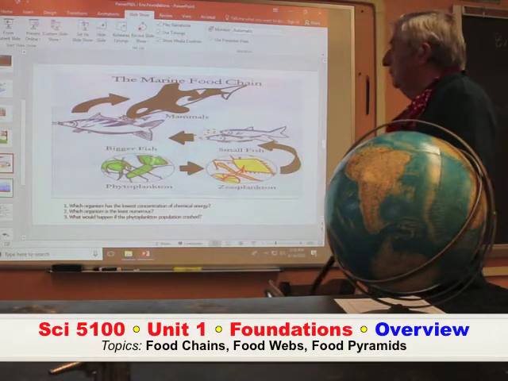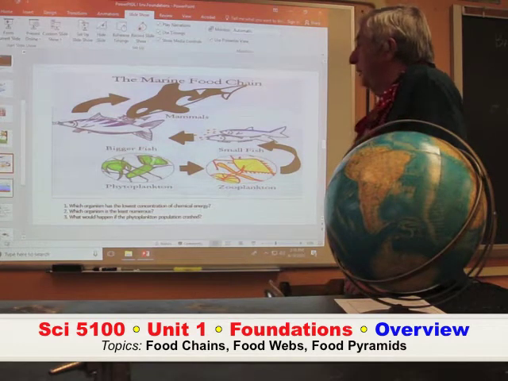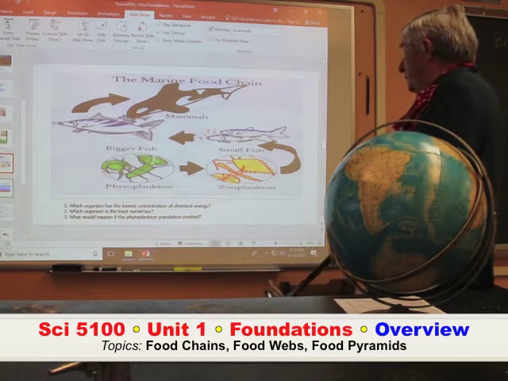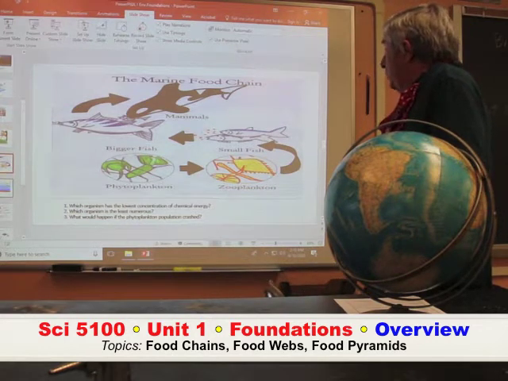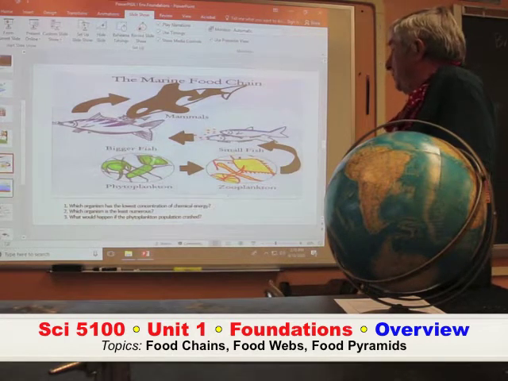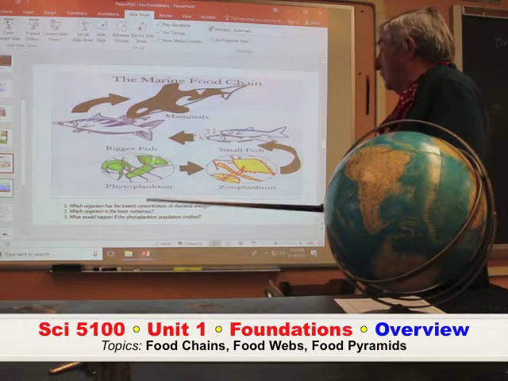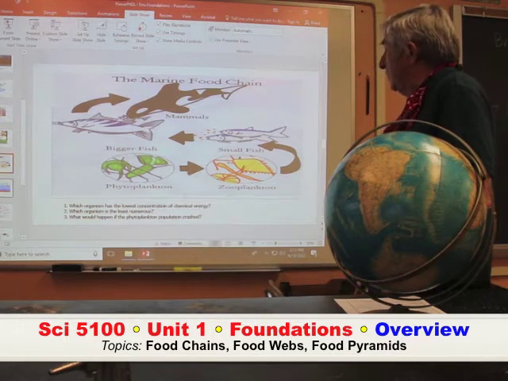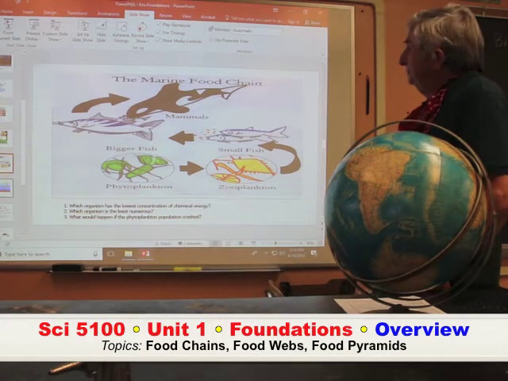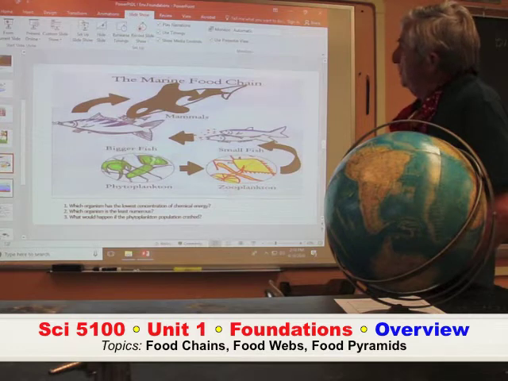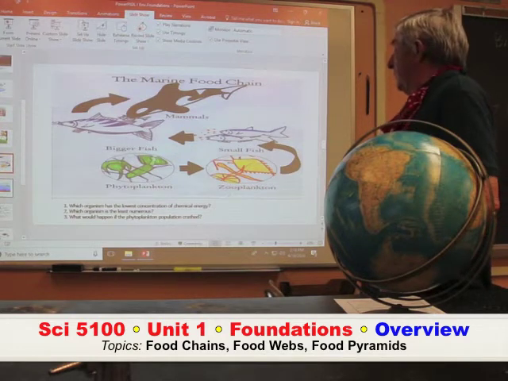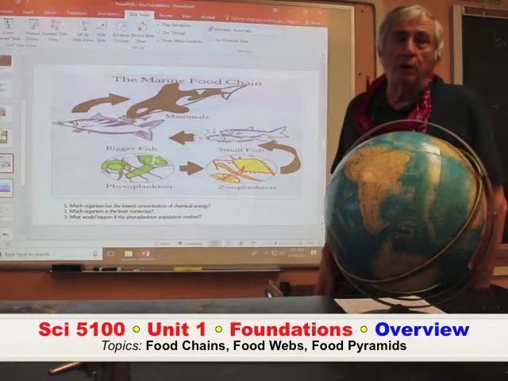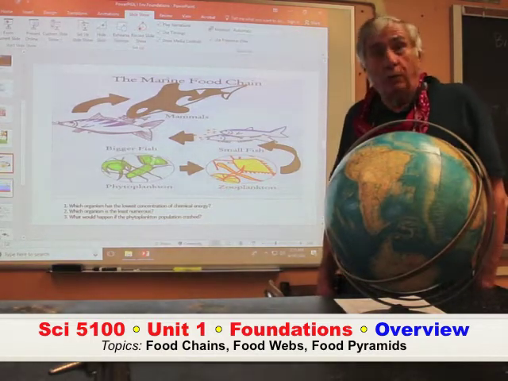And if you look at the food chains, you can analyze them in terms of various relationships. Like, for example, which organism in this particular food chain could you say is the most abundant? In fact, there are some questions here we could answer. Which organism has the lowest concentration of chemical energy? Now, looking at that, a lot of people are going to say the lowest concentration of chemical energy is probably the phytoplankton because it's so small. And the answer to that question is no, it's not the lowest.